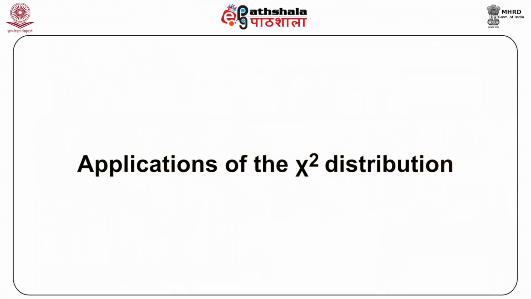The applications of this chi-square distribution: where do we use the chi-square distribution and what is its importance in terms of applications? The two important applications of the chi-square distribution are concerning population variance and standard deviation.